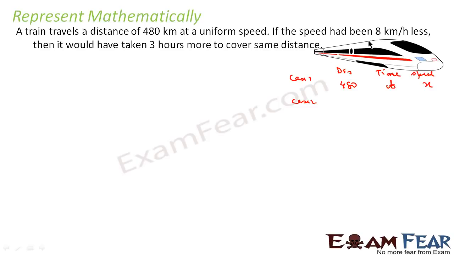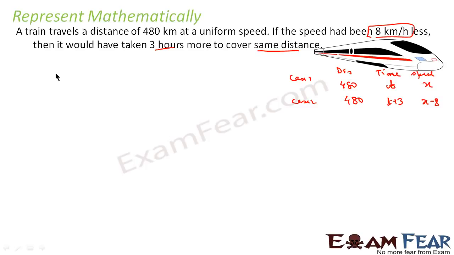In the second case, if the speed had been 8 km/h less, the speed would be x minus 8 instead of x. It will take 3 hours more, so the time will become t plus 3. The distance is the same. So in the first scenario, distance is 480, time is t, speed is x. In the second scenario, distance is 480, time is t plus 3 and speed is x minus 8.